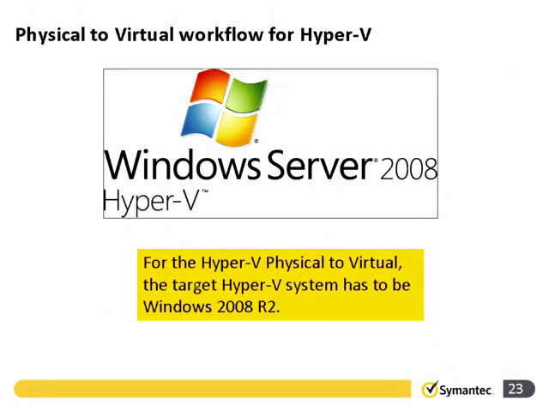If we're going to be going to Hyper-V, so we're going to do a physical to virtual conversion to Hyper-V, then the Backup Exec server must be 64-bit. And the target system has to be Server 2008 R2.